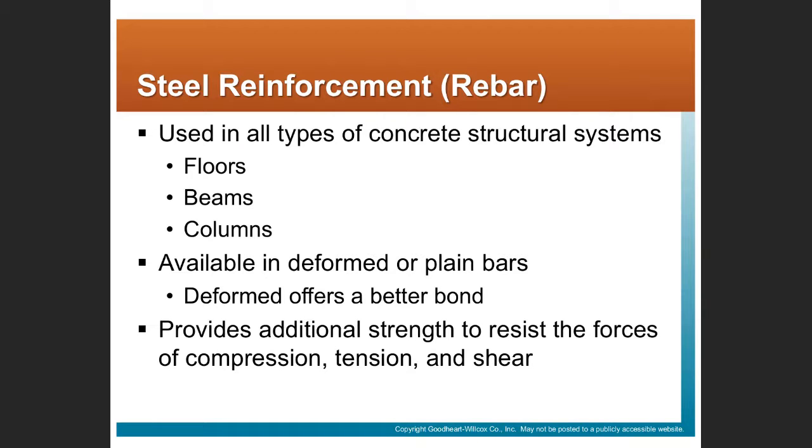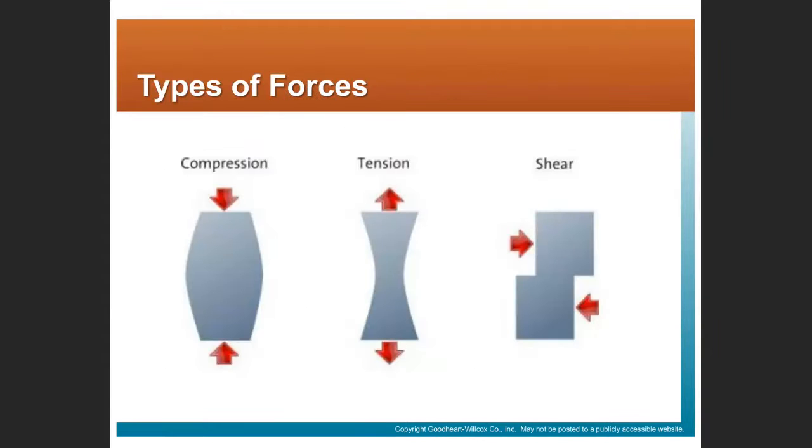We have a number of different types of rebar and sizes, plain or deformed. Deformed has the ribs on it. That's going to improve the bond between the rebar and the concrete. And again, the steel is working in combination with the concrete to resist all the various types of forces.